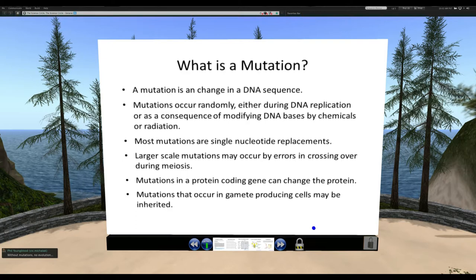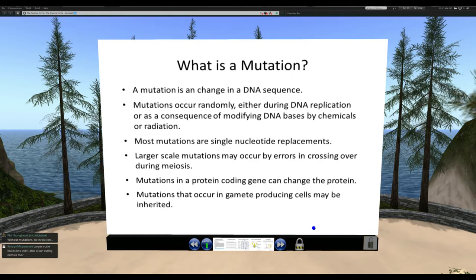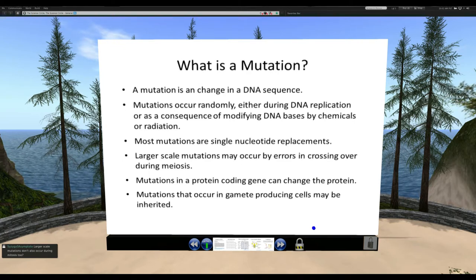Mutations occur mostly randomly. They can occur during DNA replication itself, just by a replication error, or sometimes by chemical modification or by radiation. Most mutations are single nucleotide replacements. That is, one base in the DNA is replaced by another base.